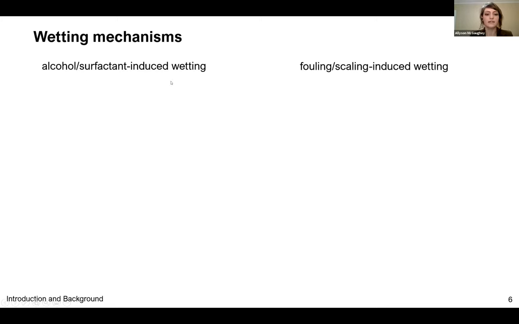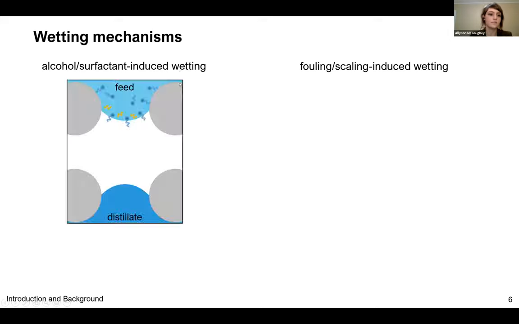include alcohol and surfactant-induced wetting and fouling and scaling-induced wetting. I've grouped alcohol and surfactant together, not because they're identical, but because both are associated with surface tension effects, and fouling and scaling-induced wetting are both associated with membrane surface effects.